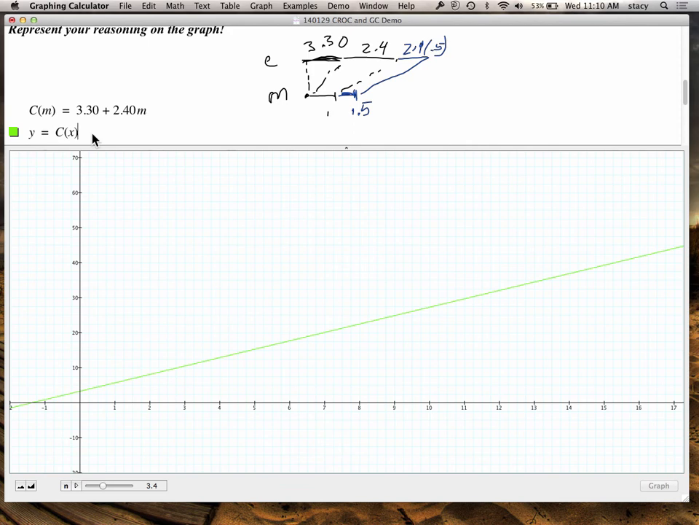Okay, does it make sense for this graph to continue forever to the left? No. So how can I modify that so that it accurately depicts the scenario? We need x to be greater than or equal to 0. So now when I graph it, I get a more accurate representation of the scenario.